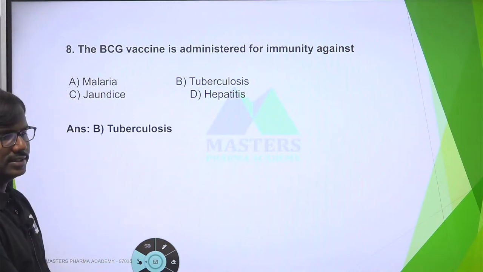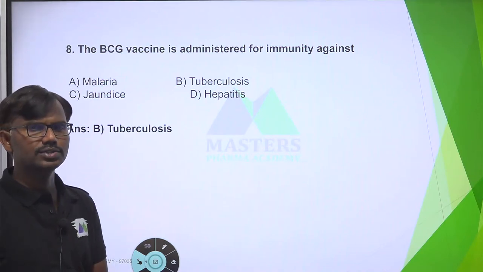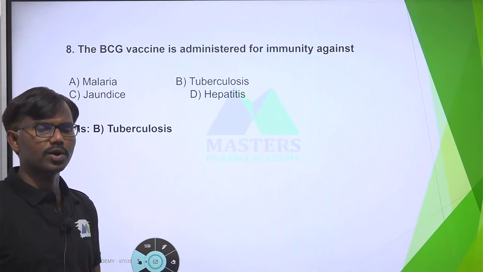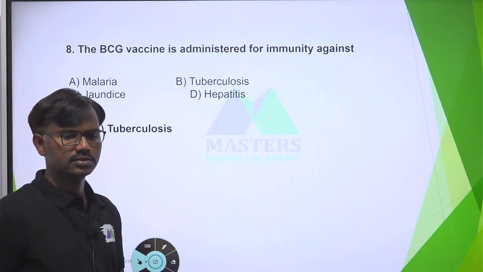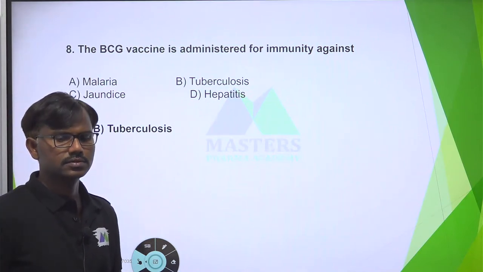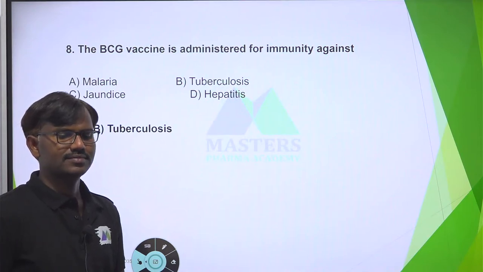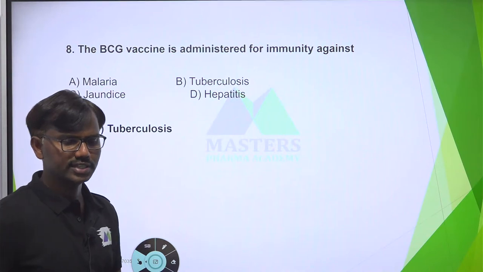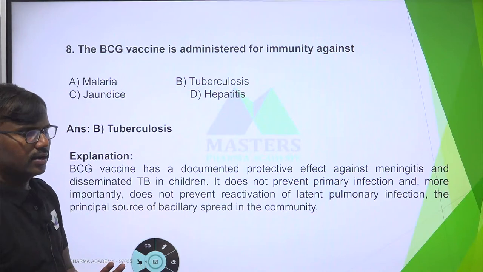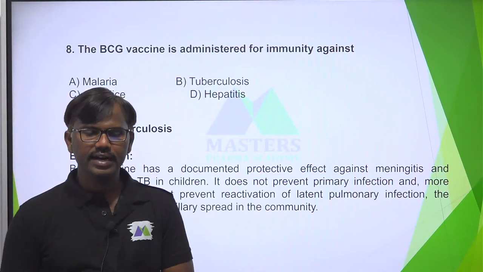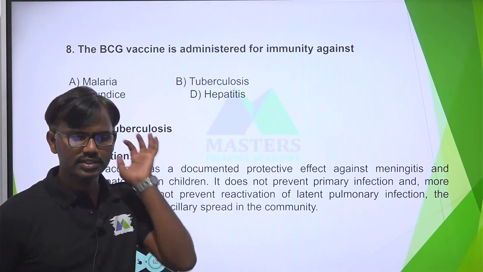Okay, right, the answer is tuberculosis. So what culture medium will we use to identify tuberculosis? Lowenstein Jensen medium, please remember. This question is asked in different types of competitive exams related to pharma, especially assistant professor and scientist exams.